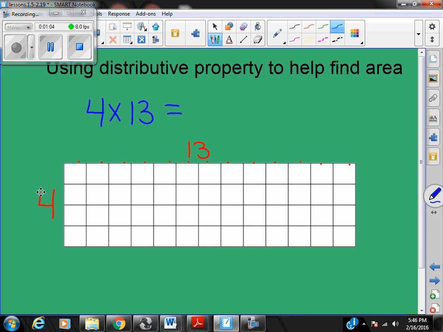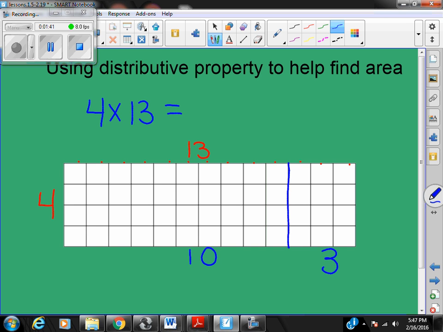So I know that I can partition this one big rectangle into 2 smaller rectangles with numbers that are a little bit easier to deal with. I know that out of 13, I can take 10, which would leave me with 3 left over. So that's what I'm going to do. I'm going to partition into 2 rectangles by drawing a line at the end of where I want to stop. So that gives me this rectangle of 4 and 10 and 4 and 3. I broke 13 up into 10 plus 3.